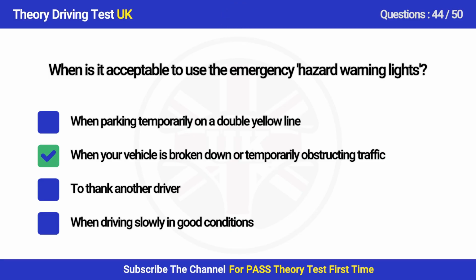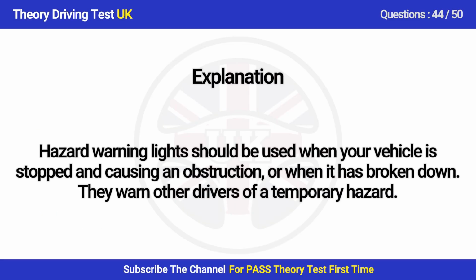Answer is B. When your vehicle is broken down or temporarily obstructing traffic. Hazard warning lights should be used when your vehicle is stopped and causing an obstruction, or when it is broken down. They warn other drivers of a temporary hazard.